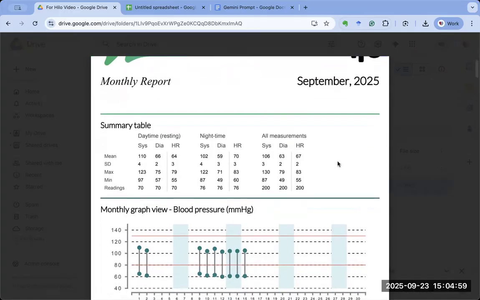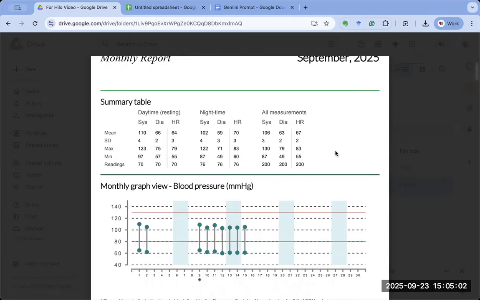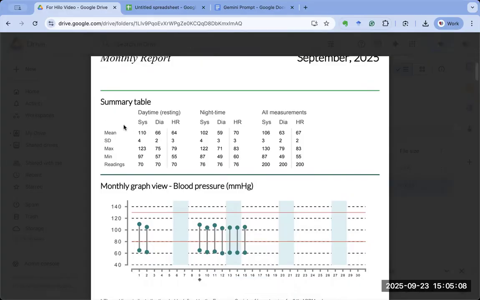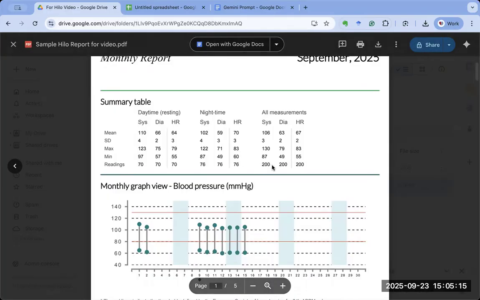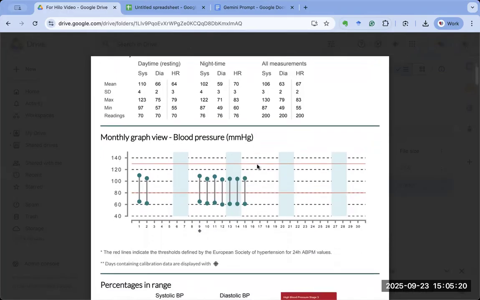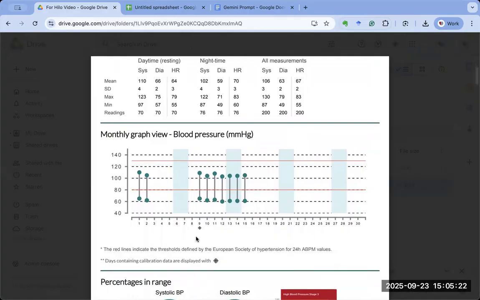So first thing, what are the things I would look at in a report? First of all, this is the summary table that you can see at the top of your report. One of the first things to see is the number of readings. This is showing all measurements is about 200. And this person has taken the recordings from 1st of September to the 15th. But from this, you can see that in between, from 3rd to the 8th, there was no data.